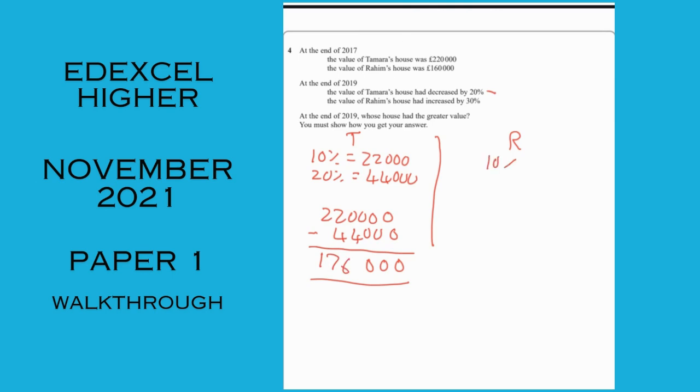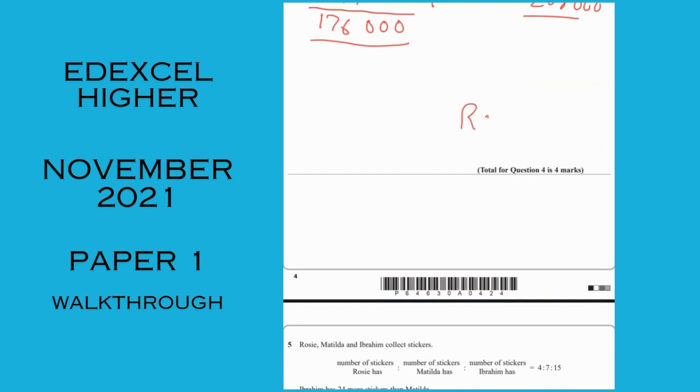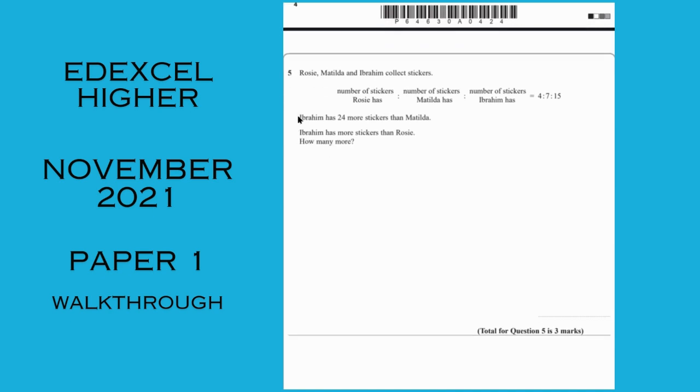R, same again. What's 10%? 16 grand. You could have gone straight to 30%. Doesn't matter how you get there, but we need to add that on to the 160. Whoops. And we get 208 grand for Raheem's house. At the end, whose house had the greatest value? Raheem. Job done.